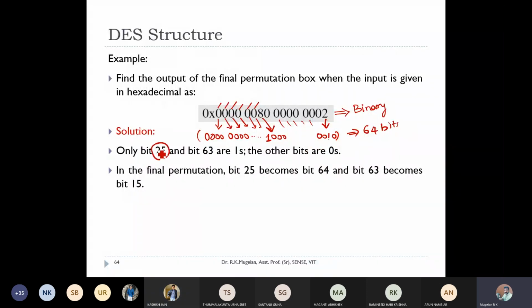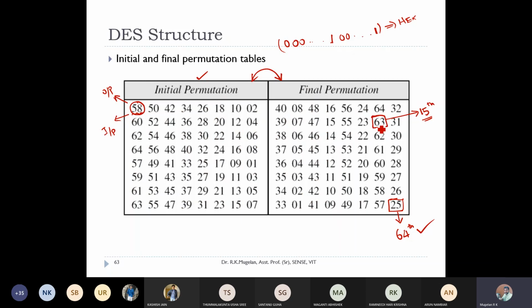So you found the ones in the 25th position and the 63rd position after converting. Since they ask for the final permutation box output, I'll go to this final permutation box here and check where this 63 and 25 are present, because I have ones in the 25 and 63 positions. Once I found the 63 in this table, its position, starting from this, is 1, 2, 3, 4, 5, 6, 7, 8, 9, 10, 11, 12, 13, 14, 15. So 63 is sitting in the 15th position, right? Like this, the other value of 1, which is the 25, is sitting in the 64th position.